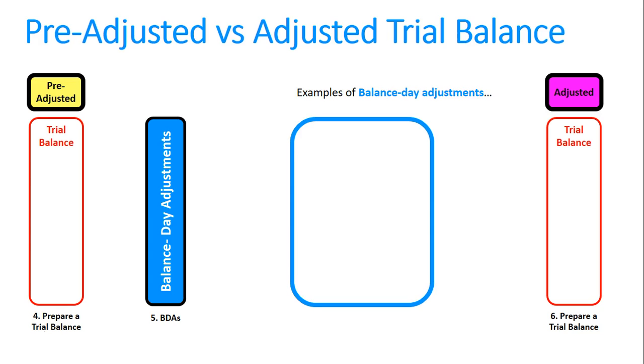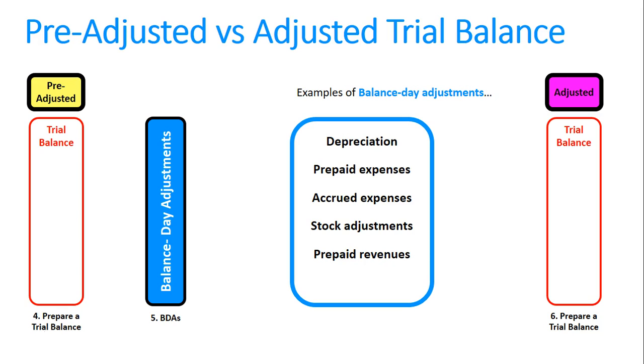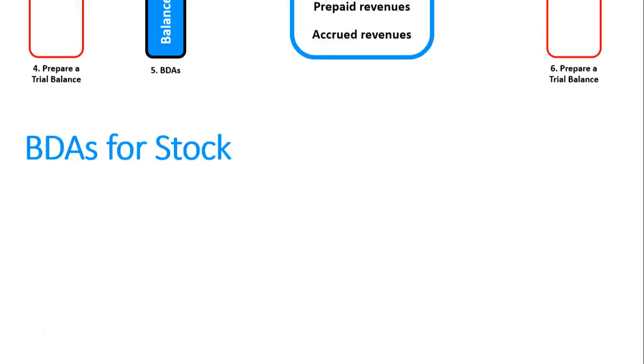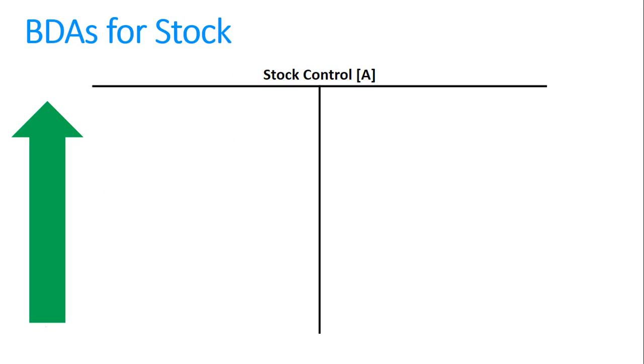trial balance. So what must happen is what we call balance day adjustments, and some examples could be depreciation, prepaid expenses, accrued expenses, stock adjustments, prepaid revenues, accrued revenues. Depending on where you're at in your course, you might have covered some of these or none of these. But these are all things that could mean the original pre-adjusted trial balance is actually not right, and we need to do some balance day adjustments to get the correct figures. So what we're looking at here is stock adjustments. So what must have happened is from the original figure, which was $3,000, we've gone and had some adjustments.